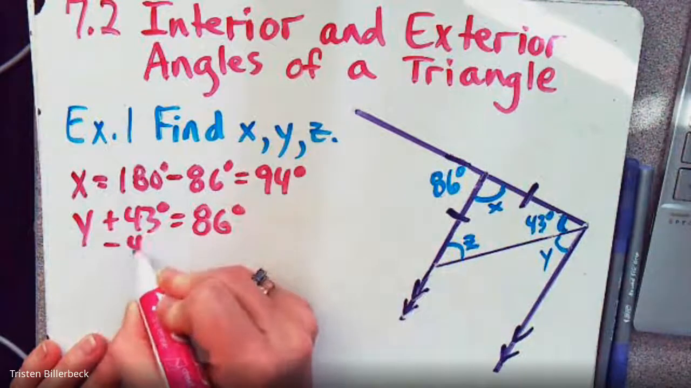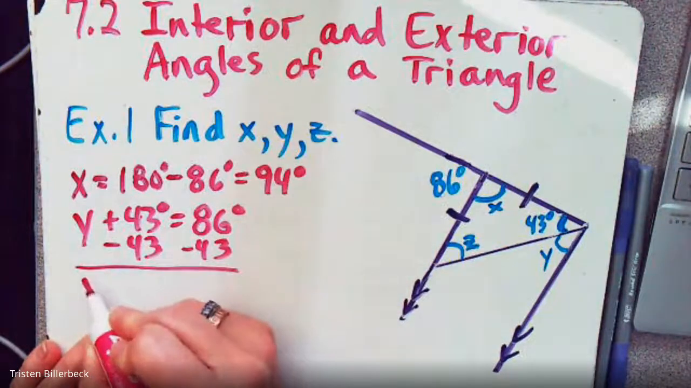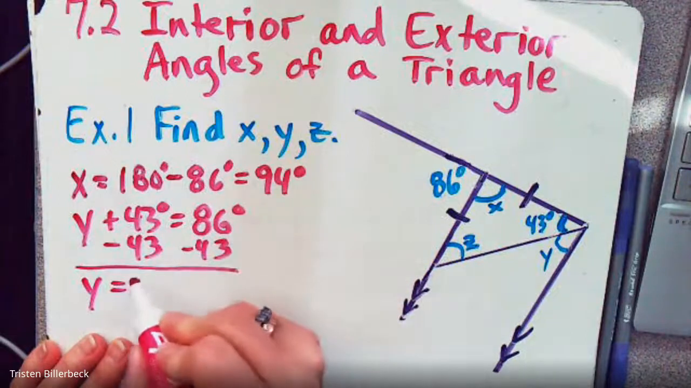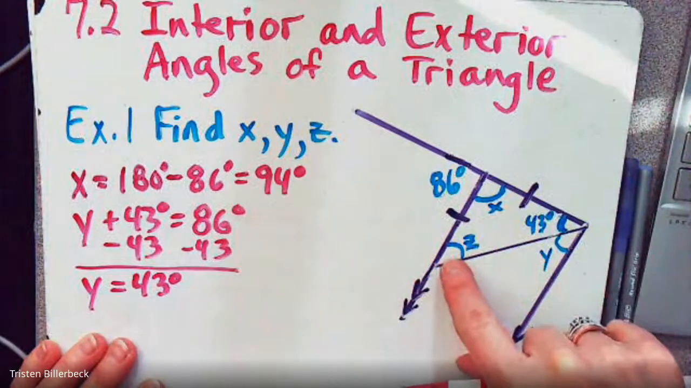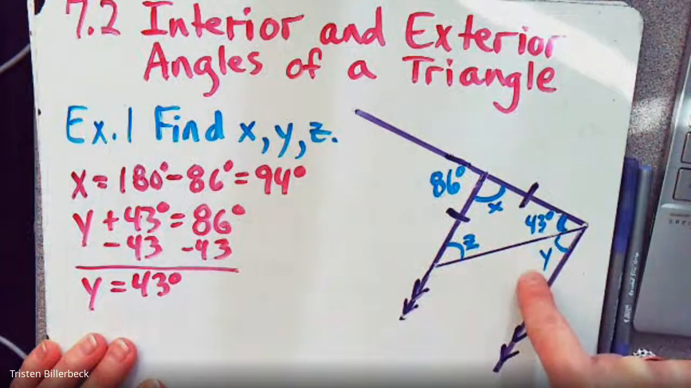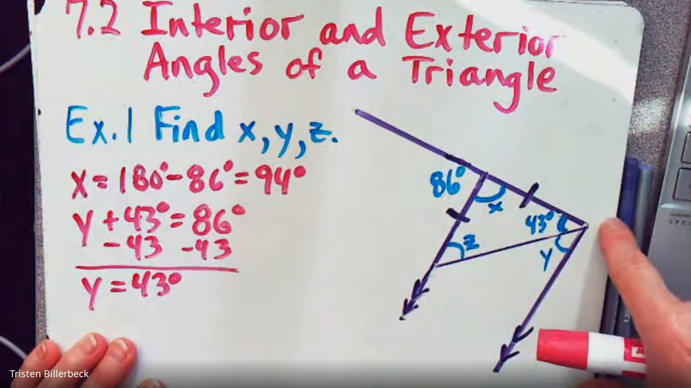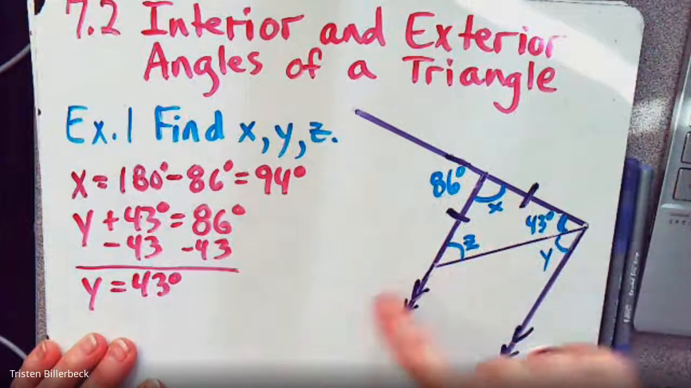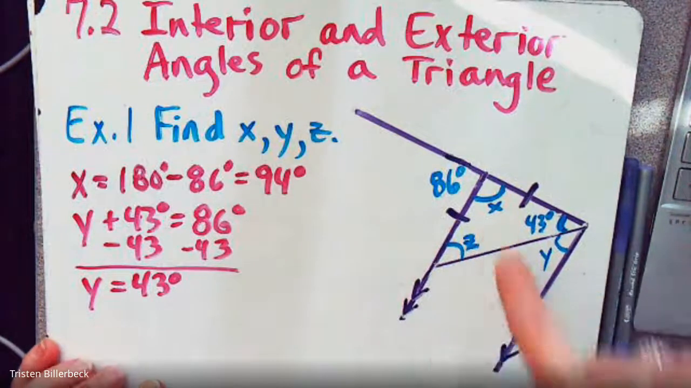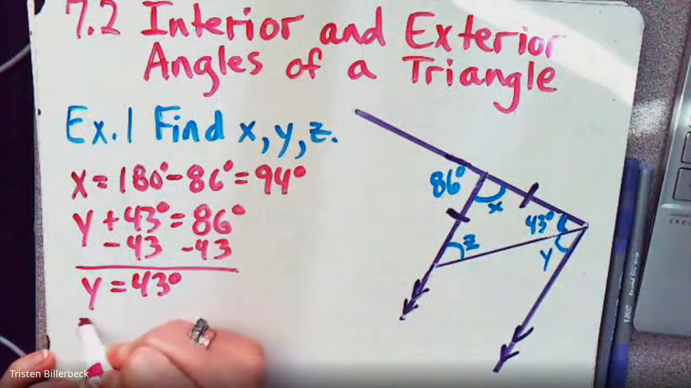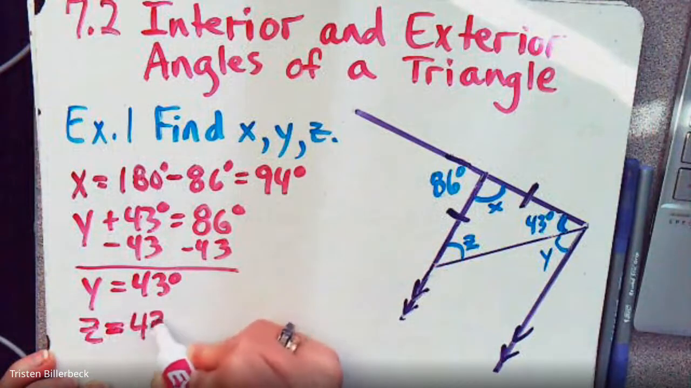We subtract the 43 degrees and we get y equals 43 degrees. Then we have alternate interior angles because this is a transversal cutting across two parallel lines. So y and z are alternate interior angles, so they're congruent, 43 degrees.